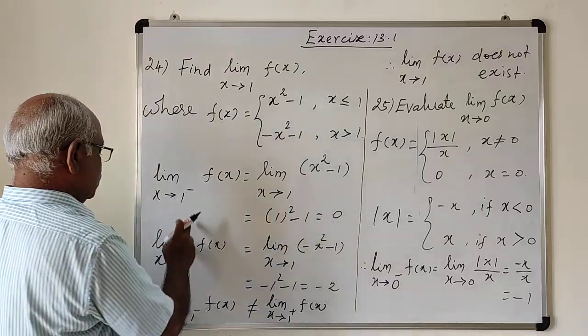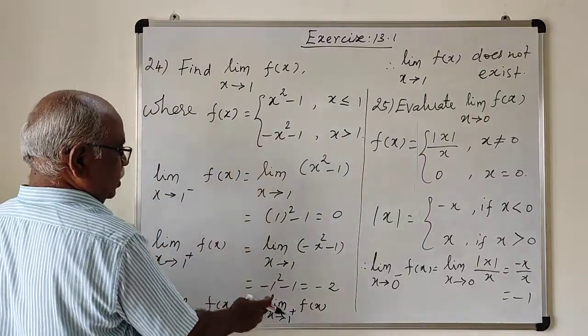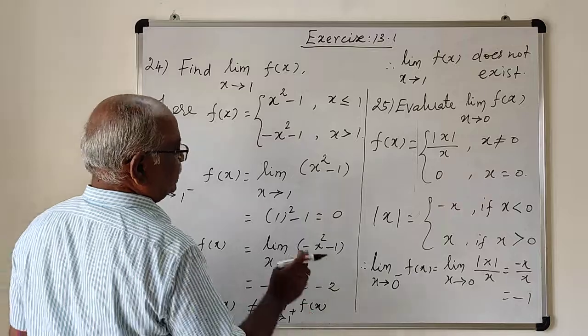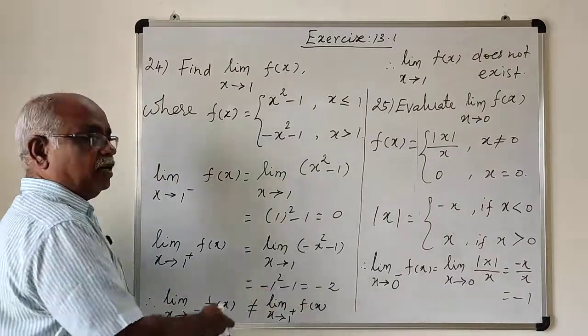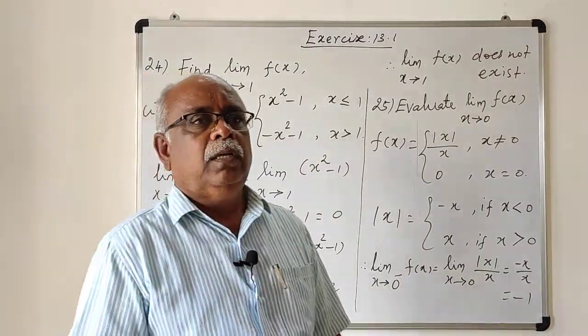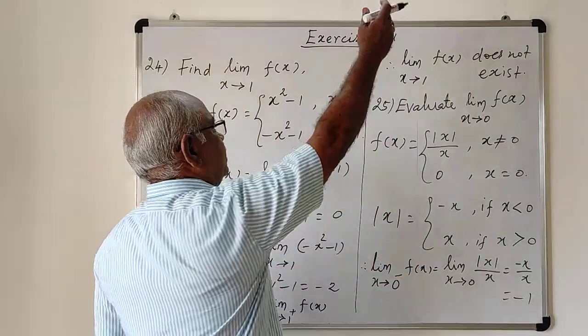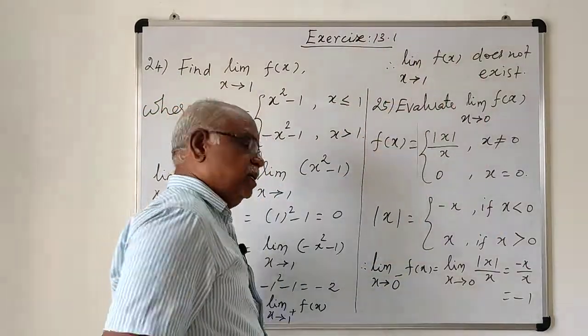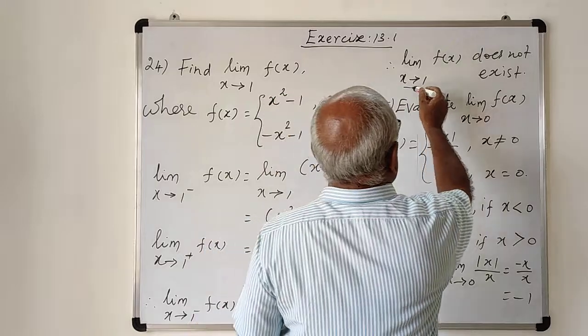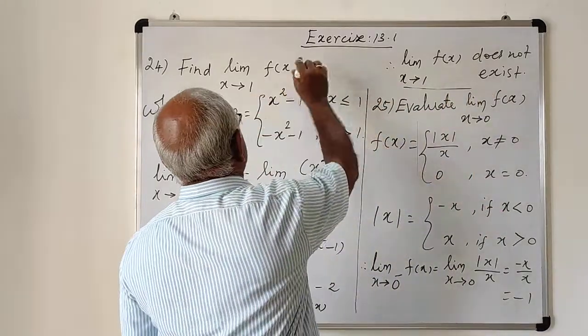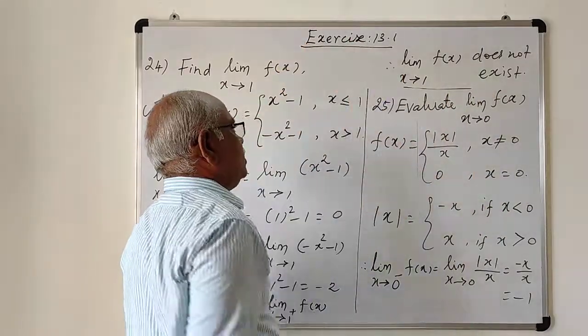Therefore, limit x tends to 1 minus f of x is not equal to limit x tends to 1 plus f of x. Therefore, the left and right limits are not equal. Therefore, the limit x tends to 1 f of x does not exist. That is the problem. In the 24th problem, limit x tends to 1 f of x does not exist.